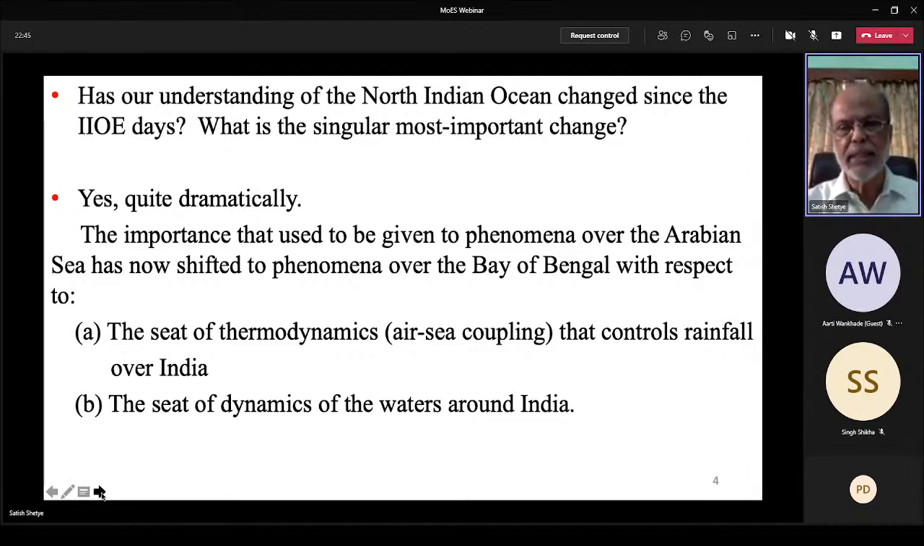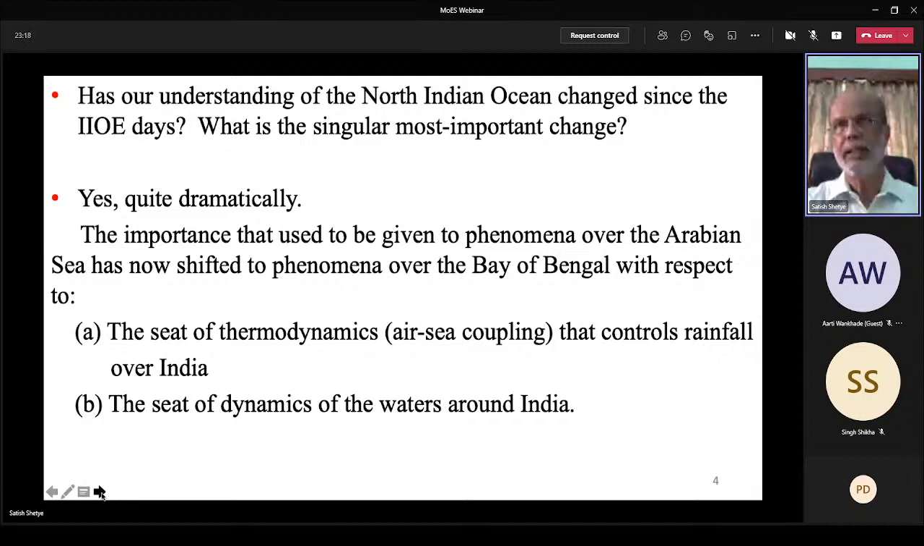And this is with respect to two things. The state of thermodynamics, that's the air-sea coupling that controls rainfall over India, is today recognized as something which happens over Bay of Bengal much more effectively than elsewhere. The second and the more important of the two is that the seat of dynamics of waters around India is now firmly in the Bay of Bengal.